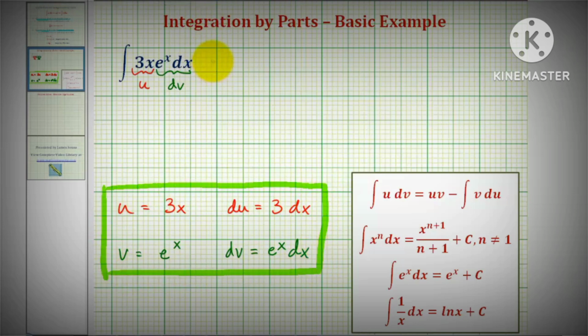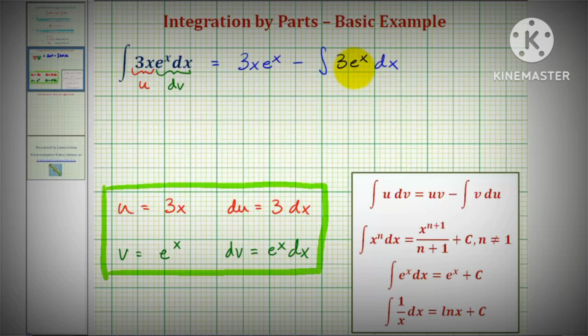So the given integral is equal to u times v minus the integral of v du. Well, u times v would be 3x e to the x minus the integral of v du, which would be e to the x times 3 dx, or 3 e to the x dx. Notice how this integral here is much easier to integrate because we don't have this extra factor of x in the integrand.